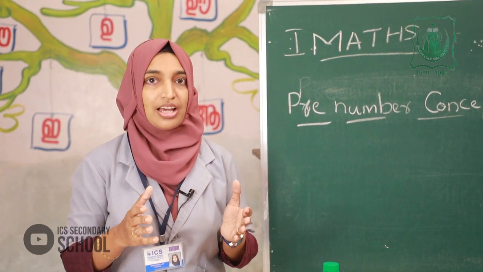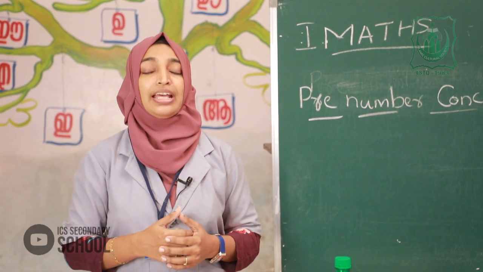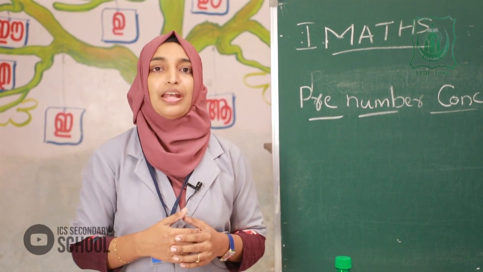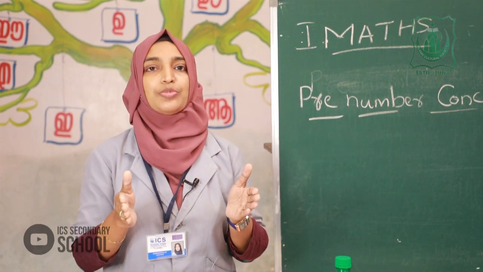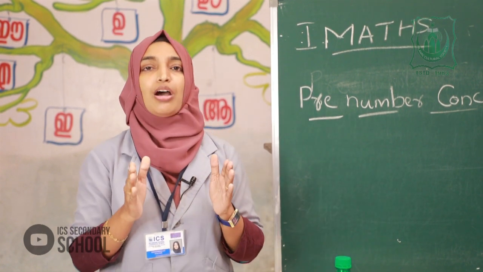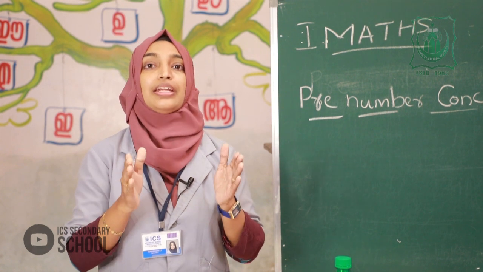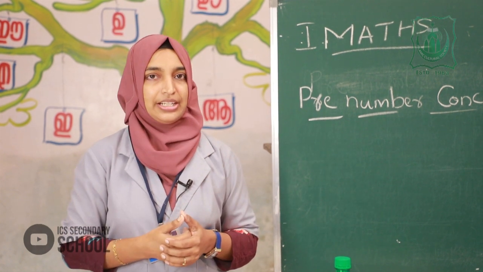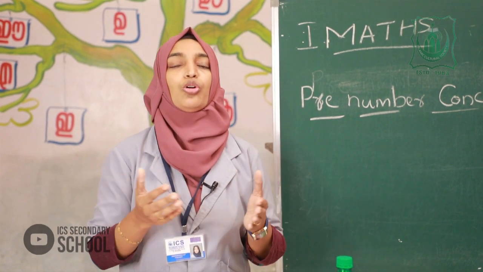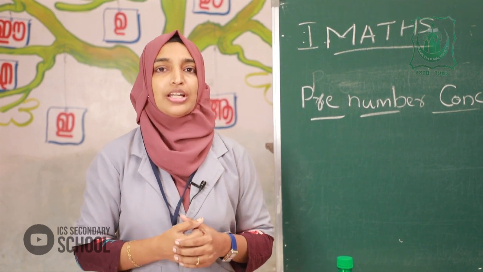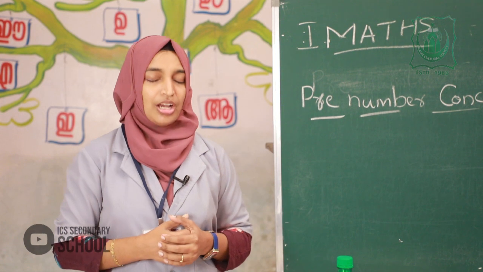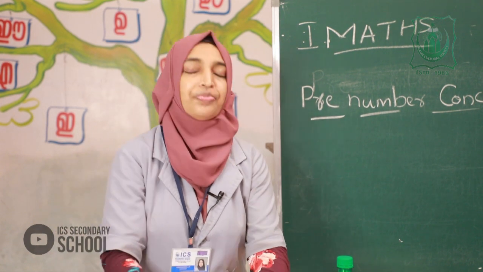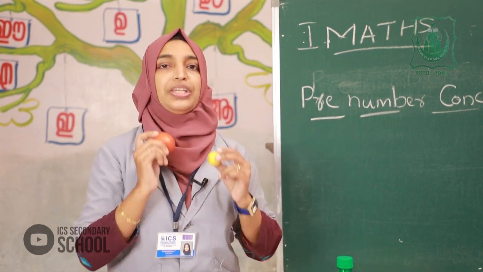In our last class, we already learned numbers and number names. You can count numbers now and you can write the number names also, isn't it? Yes. Now we are going to learn the pre-number concept. What is our lesson name? Pre-number concept. Here, I bring two objects.